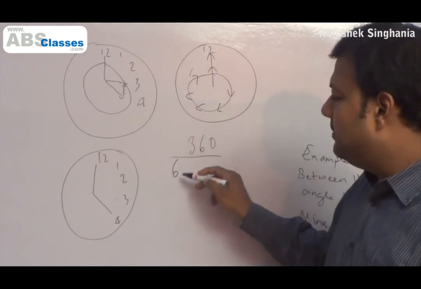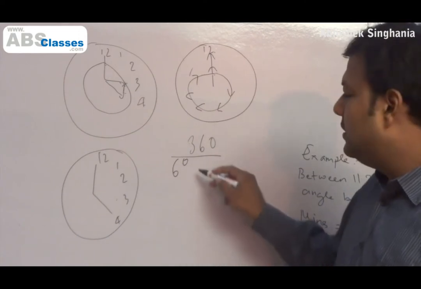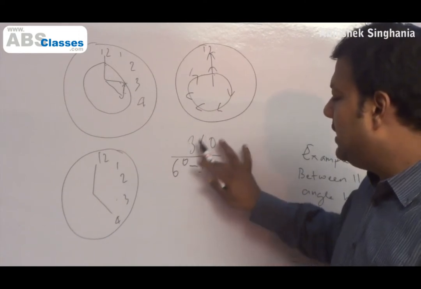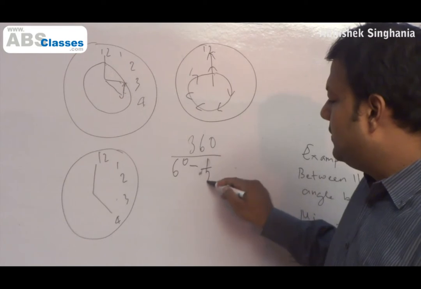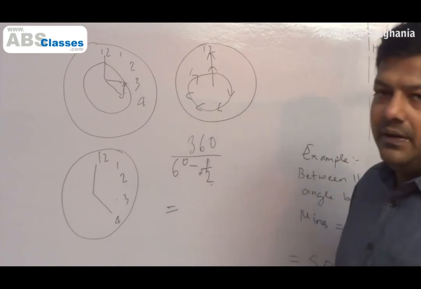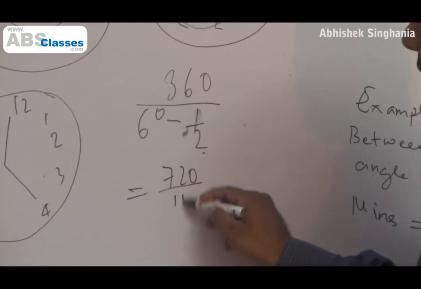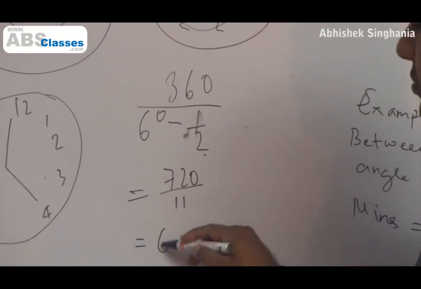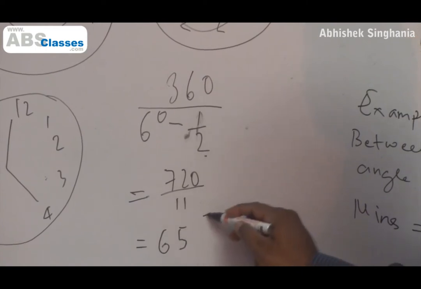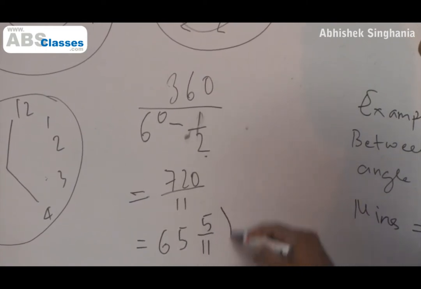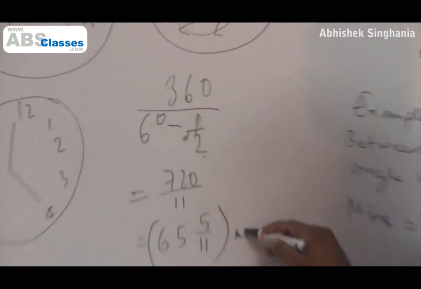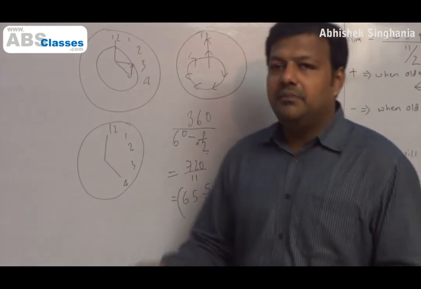So the faster guy, the minute hand, is running at 6 degree per minute. The slower guy, the hour hand, is running at half degree per minute. Right? Therefore, the answer is 720 by 11, which is equal to 65 5 by 11. So every 65 5 by 11 minutes, they will meet each other.